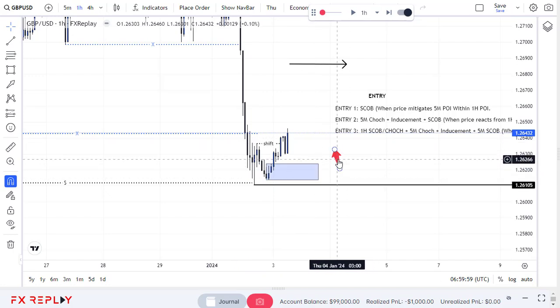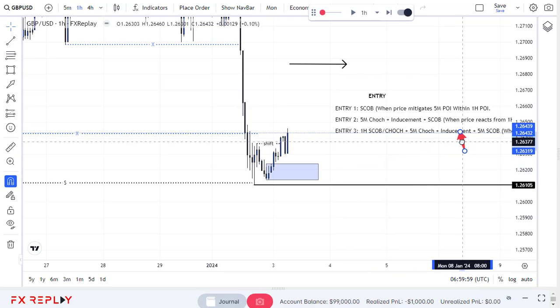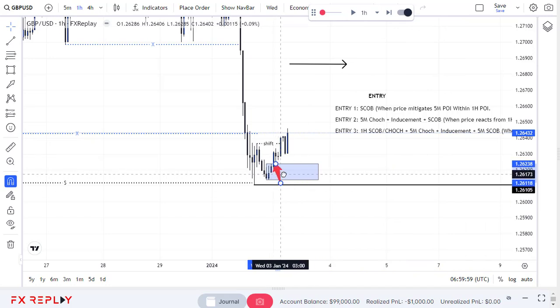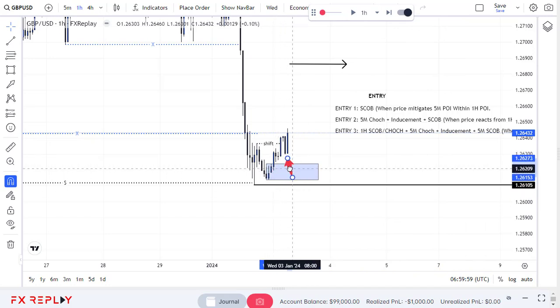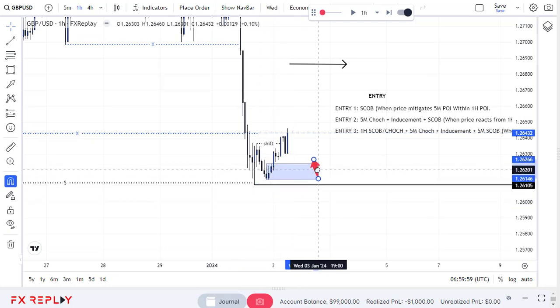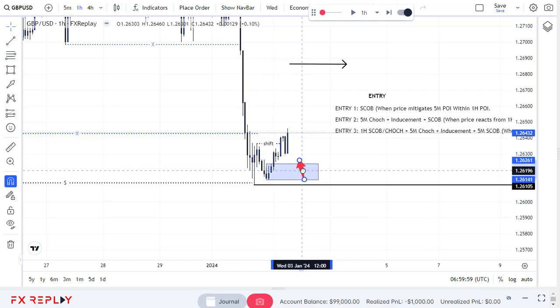What's the next thing it says I should do? It says I should look for 5 minutes chalk and inducement. Okay, so look for 5 minutes chalk and inducement. So at this point I'm interested in inducement on the 5 minute time frame or the 1 hour time frame. It doesn't really matter at this point because liquidity has been swept. So if I see inducement on the 5 minutes, it's fine. If I see inducement on the 1 hour, it's fine. Any of them that plays out.